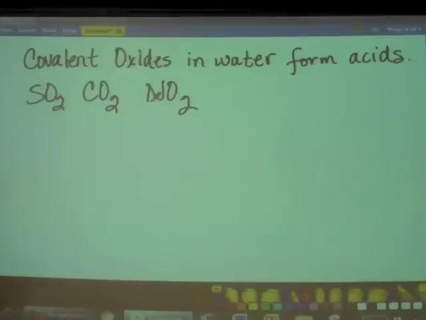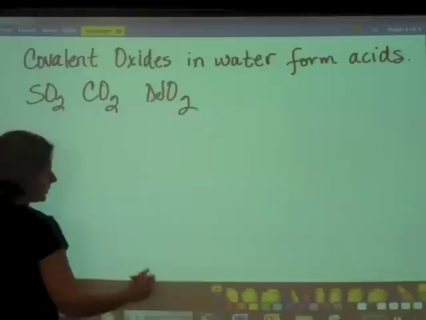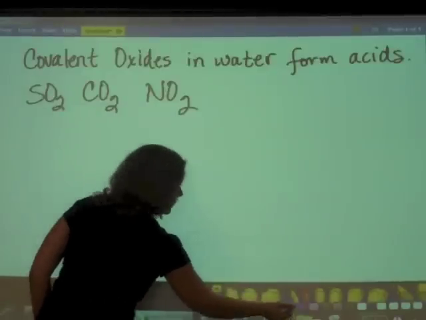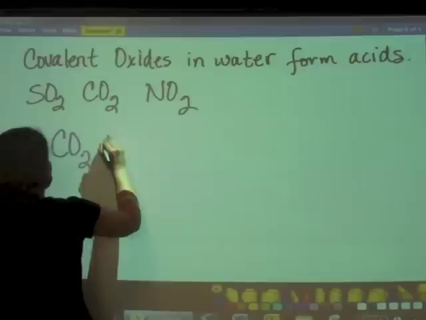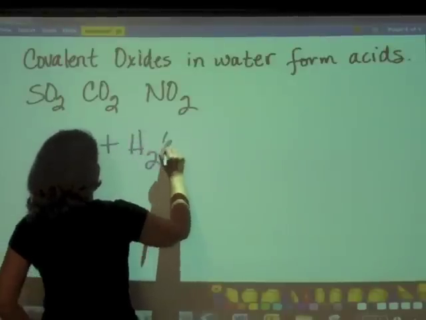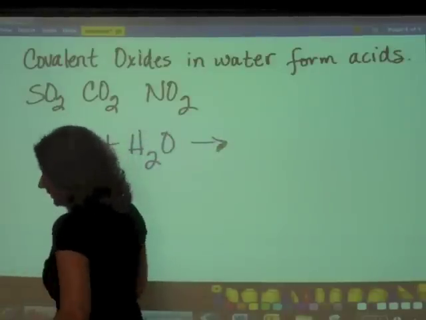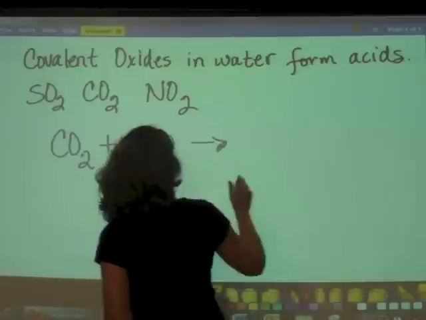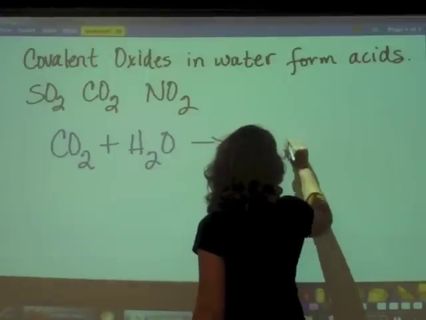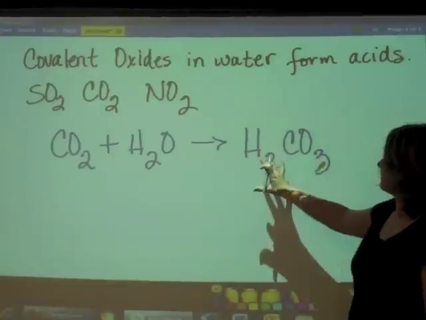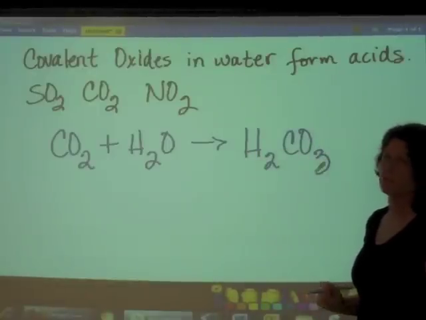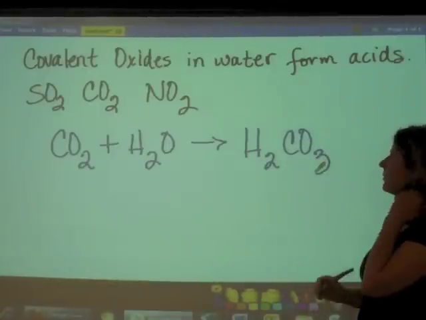So let's take the carbon dioxide that I bubbled into water. So carbon dioxide, CO2 plus H2O is going to give us, okay, there's a couple other steps in here, but this is enough to know. It's going to give us an acidic solution. It's going to give us carbonic acid.